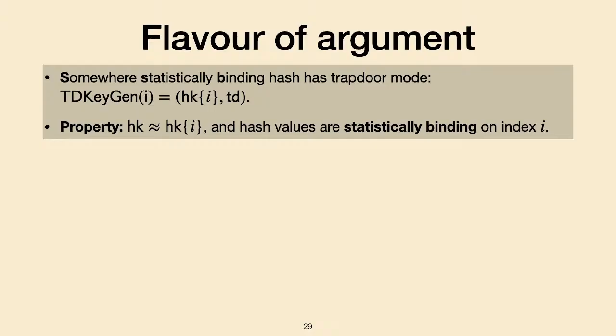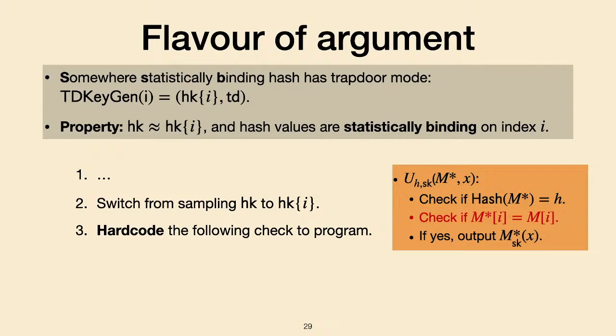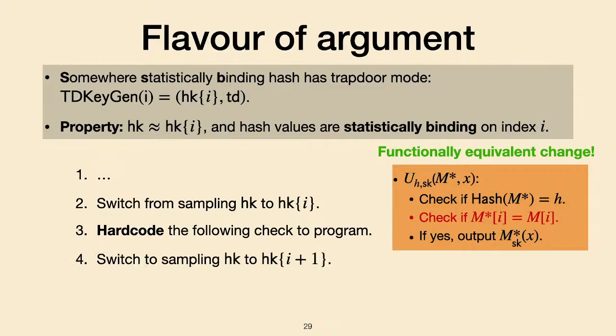So usually, this is known to be a very I/O-friendly object, and why? Assuming I/O, here's what you might try to do. You will switch from sampling HK to HK sub I. Then you might try to hardcode the following check. I'm going to introduce a line in this program that says I'm going to check that M star of I is exactly equal to M of I. Because now the hash key used for this hash is binding on I, the only thing that will hash to H will also be equal to M on I. So this is a functionally equivalent change, so you can use I/O. And then you might switch HK to be binding on a different index and so on.